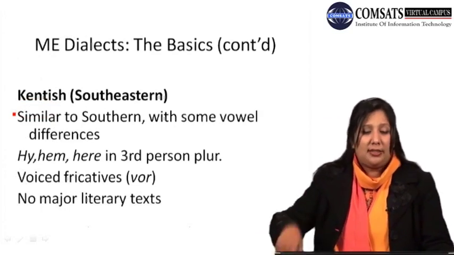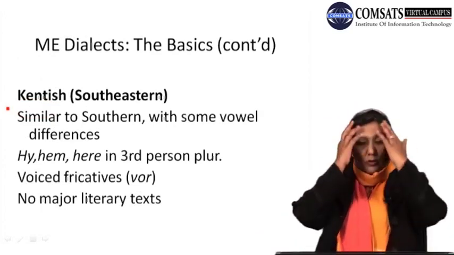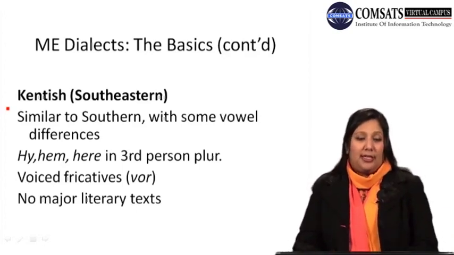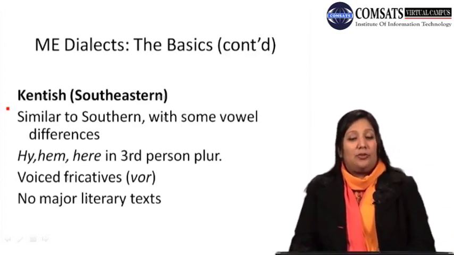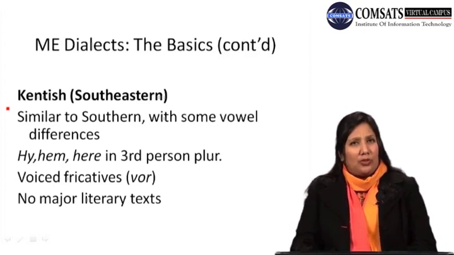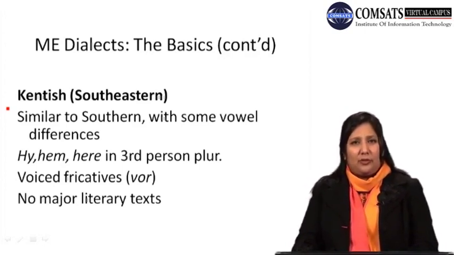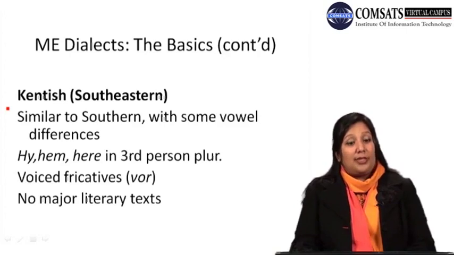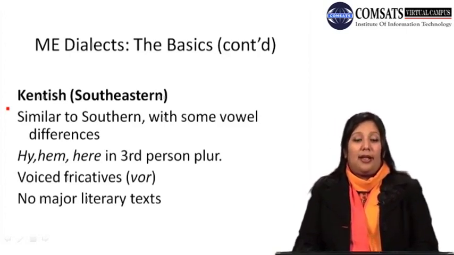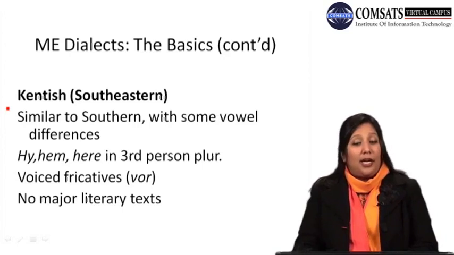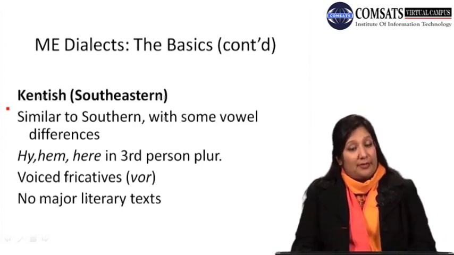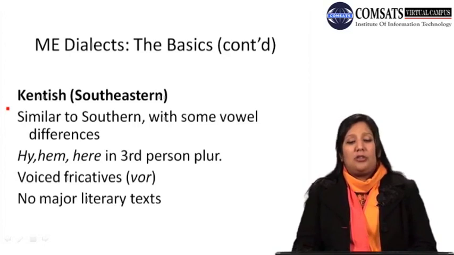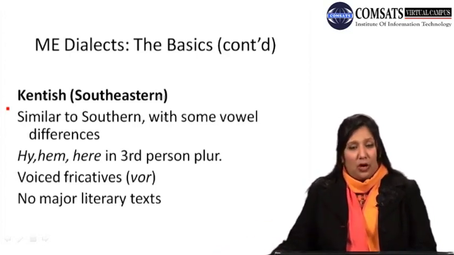Middle English dialects and some southeastern contribution. Let's see what these were. Southern with some vowel differences. This was almost the same as what was given by the south, but there were a little bit of differences, and the differences were found in vowel sounds. For example, hey, hem, here in third person plural, and they were voiced fricatives as well. For example, war. There are no major literary texts that are found from this region of the country.